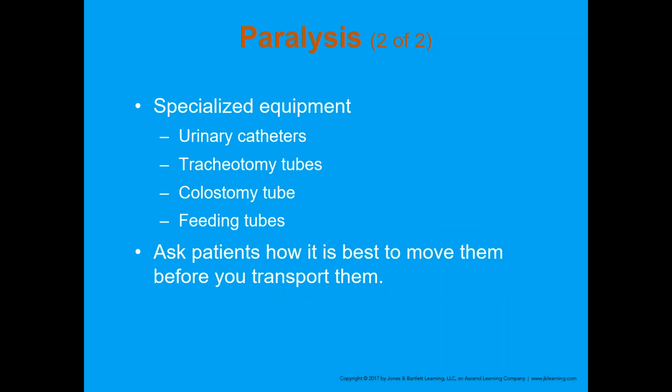And with all this goes some specialized equipment. If they don't have bladder control, they're probably going to have a catheter. They may even have a colostomy bag. If they can't breathe, they may have a trach. They may have feeding tubes. It just depends on what kind of damage they originally had and how they have adjusted to it, or how doctors have corrected those situations.